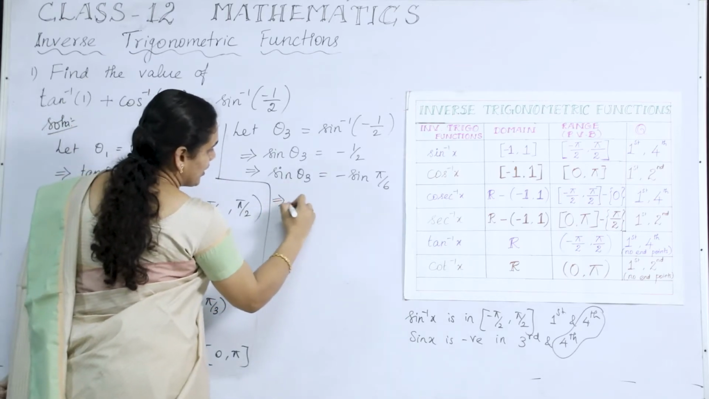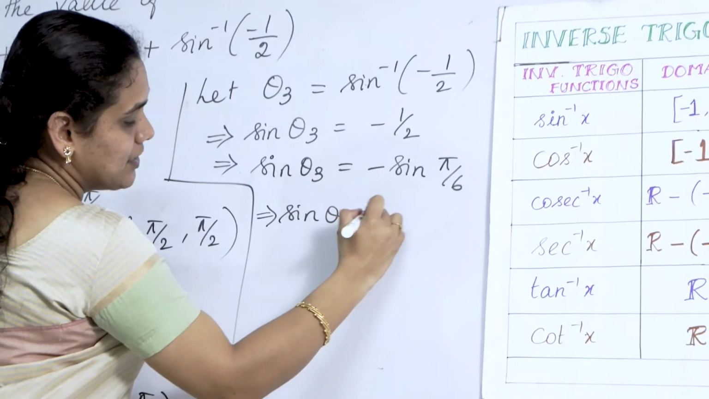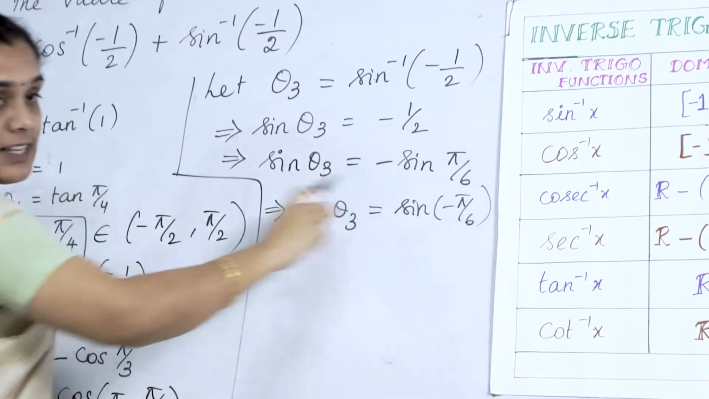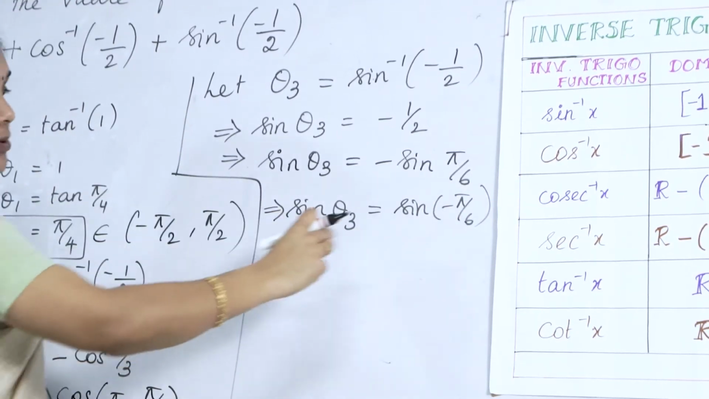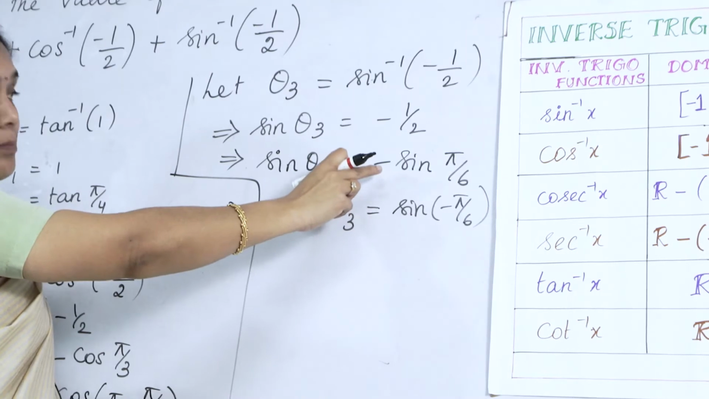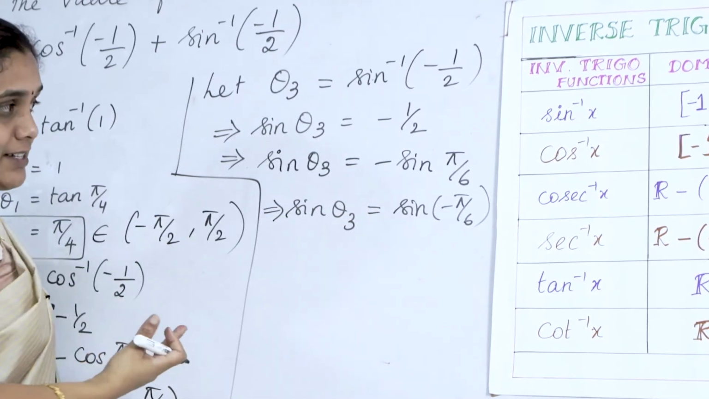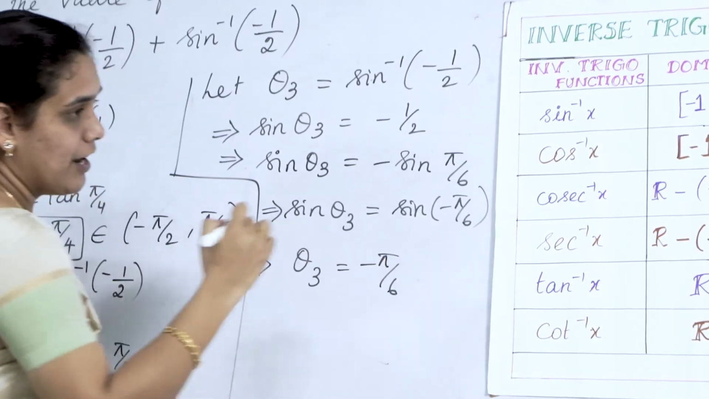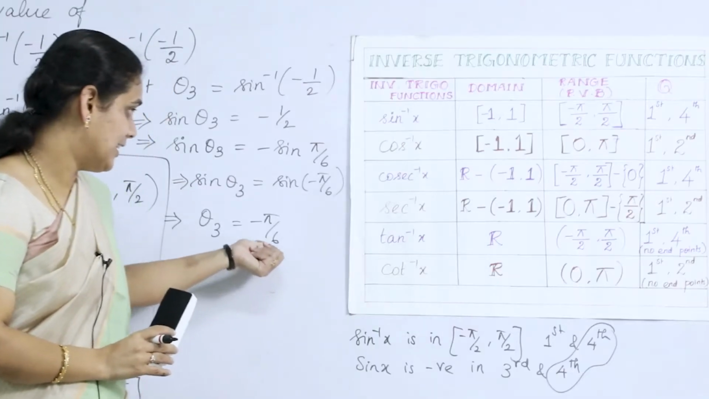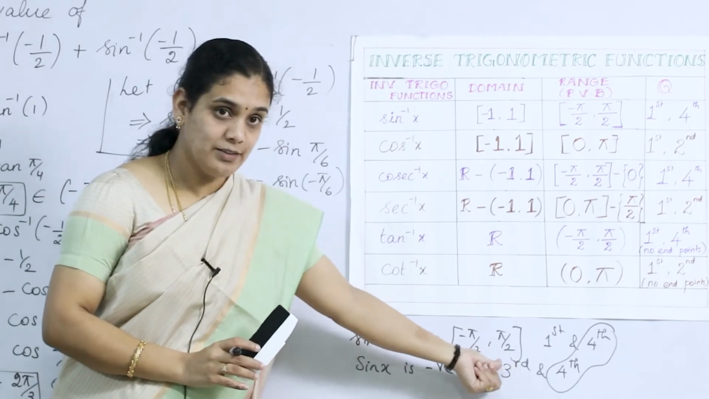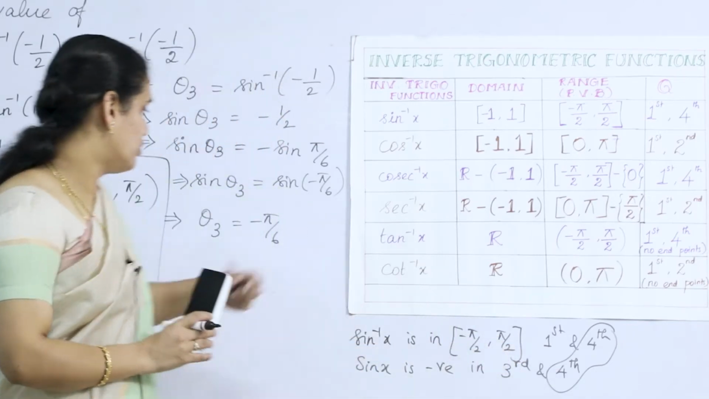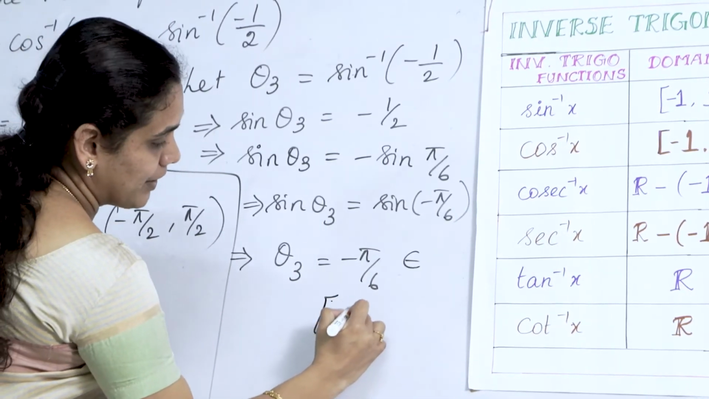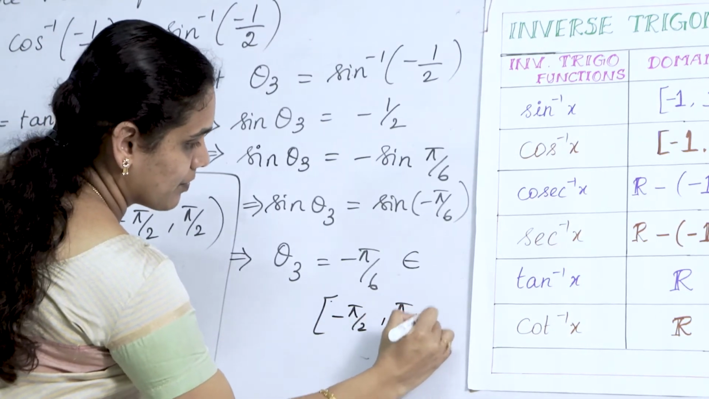So here we can write this one as sine theta 3 is equal to sine minus pi by 6. Minus pi by 6 is in the fourth quadrant. And also sine of minus x is equal to minus sine x. That also we studied in class 11. Therefore, this theta 3 is equal to minus pi by 6. And now you check it out. This is minus 30. Minus 30 is in this interval, right? Between this minus 90 and 90. Therefore, this is our answer. It belongs to minus pi by 2 comma pi by 2.